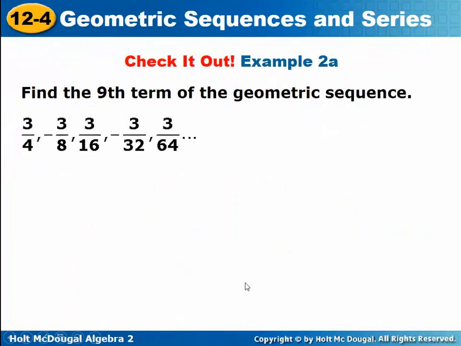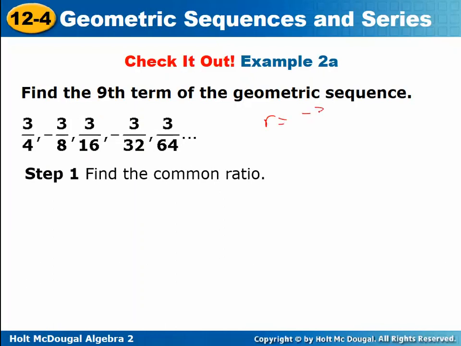Okay, let's look at this example. We have fractions, but that's okay. So we start by finding the common ratio. Again, they tell us that this is geometric, so we don't have to determine that first. So to find the common ratio, you take term 2, -3/8, and you divide it by term 1. Now this is a fraction divided by a fraction. There's more than one way to solve these.